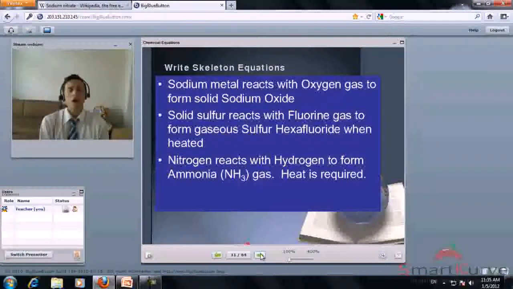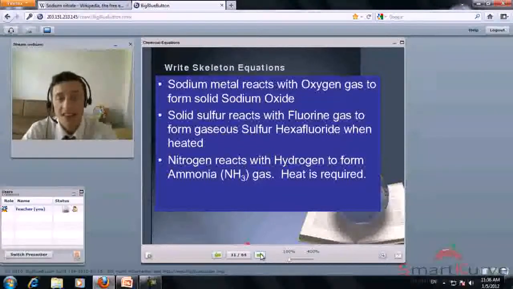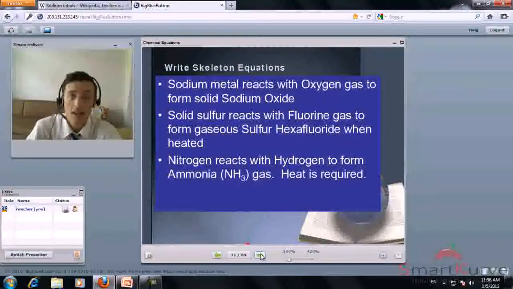Here's an example. All right, sodium metal reacts with oxygen gas to form sodium oxide. When we write that as a skeleton equation, we don't write anything about how much sodium or how much oxygen are going into that equation, or how much sodium oxide is coming out of that reaction. We just write the names of the chemicals, the elements, and the compounds. All right?